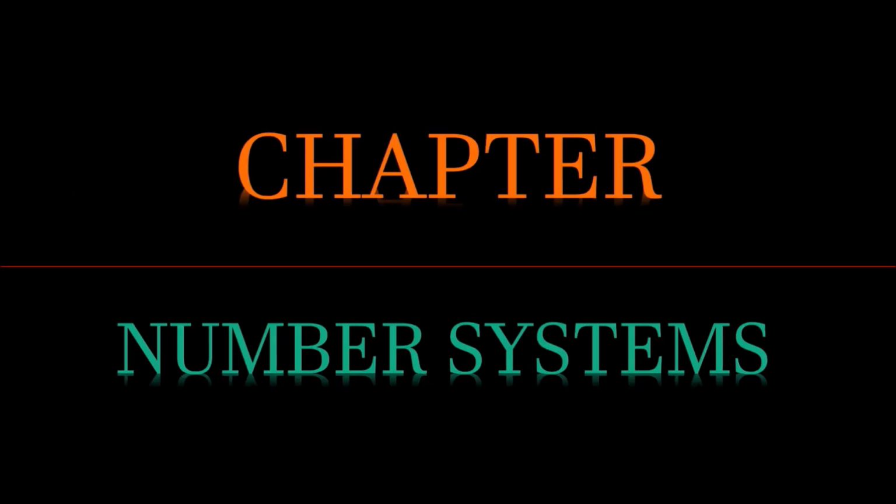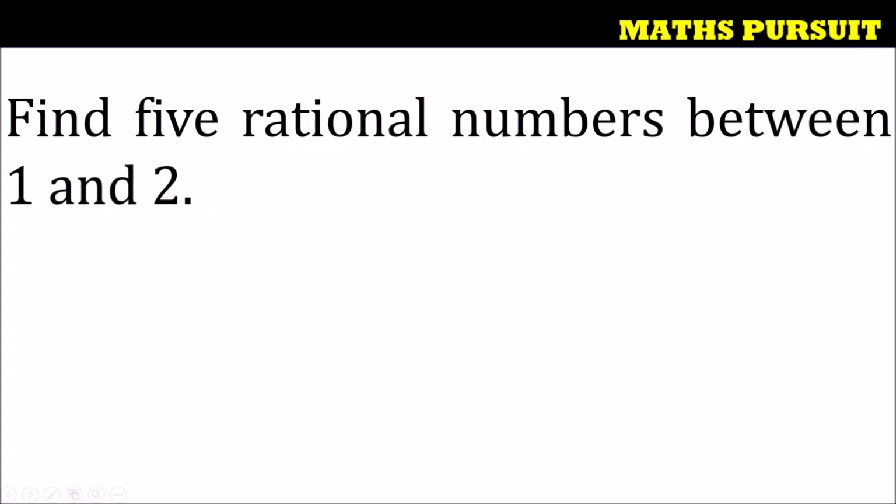Today we will look into the questions from the chapter called Number Systems. The given question is: find 5 rational numbers between 1 and 2. So guys, let us see how we can find 5 rational numbers between 1 and 2.